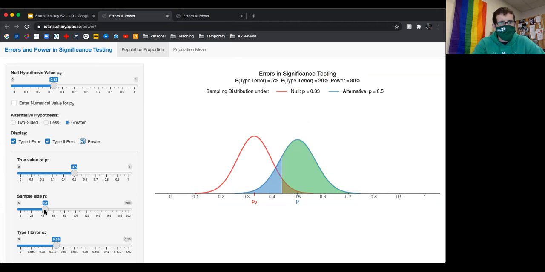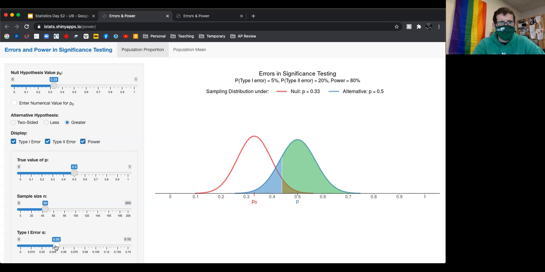And what I'm going to do is change some of these now. First thing I'm going to do is change the significance level. I'm going to change my significance level up to 10%, and notice how this changed. This line moved over. I'm going to move it back to 5%. There it is.